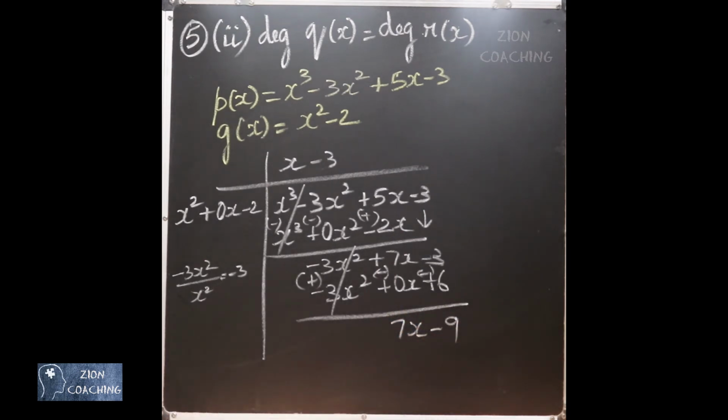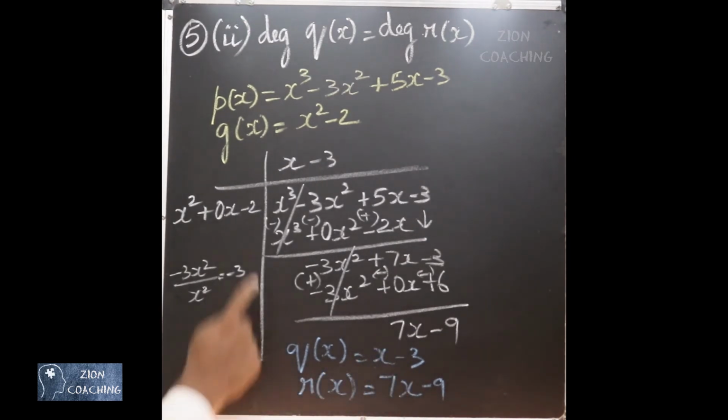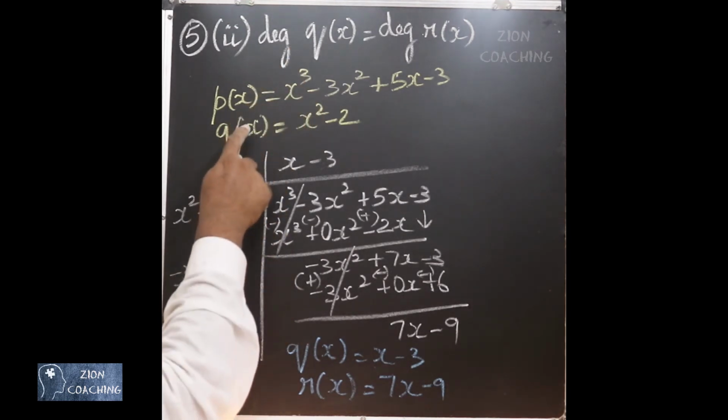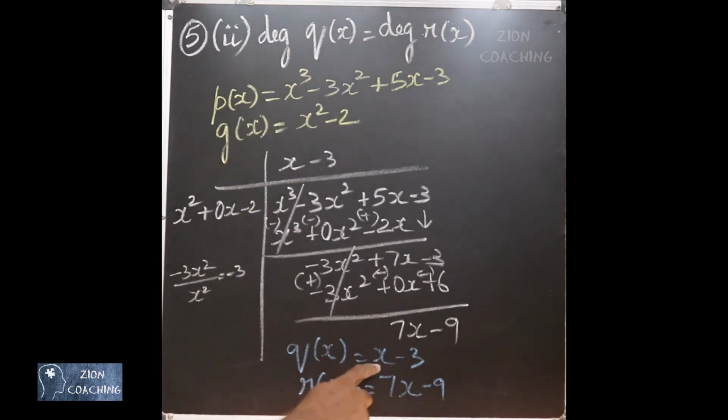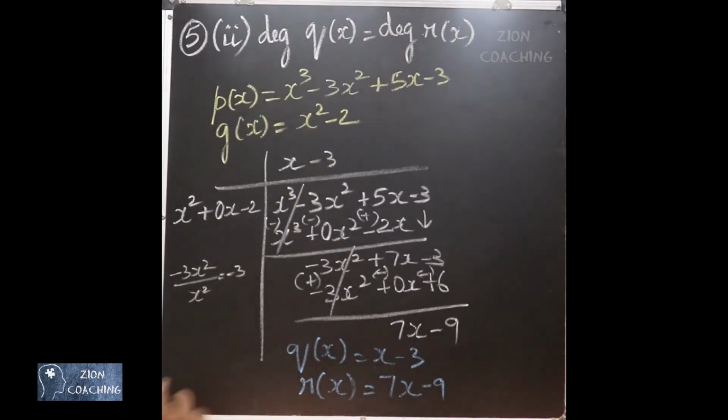Now you can see that your q of x is x minus 3 and your r of x is 7x minus 9. Can you see that the degree of q of x is 1 and the degree of r of x is also 1. Degree is the highest power of the variable. Now we have found one example where we are able to show that the degree of q of x and the degree of r of x are equal.